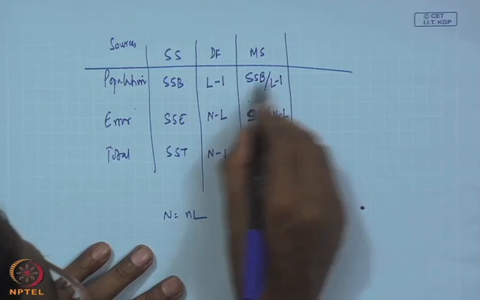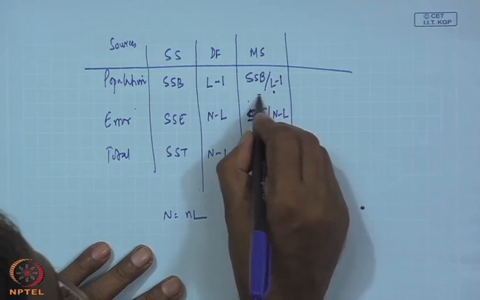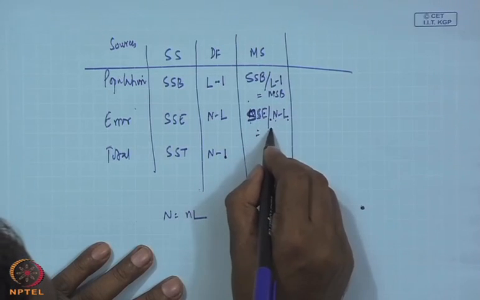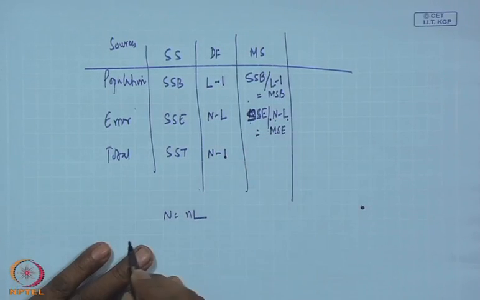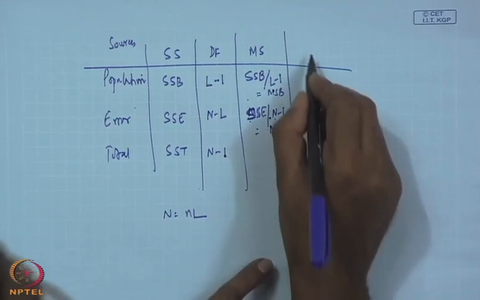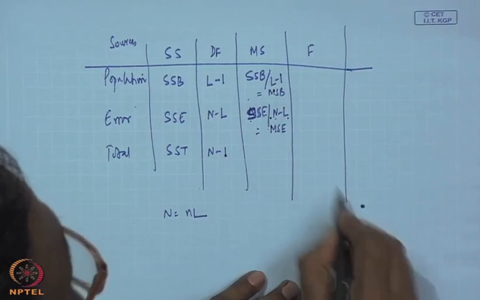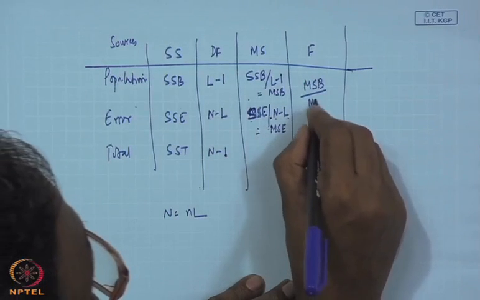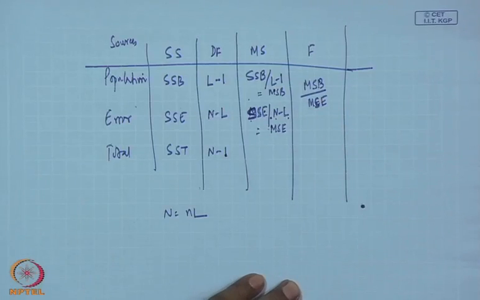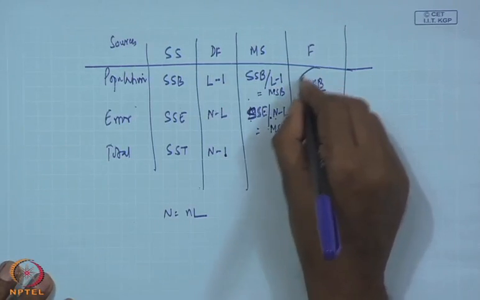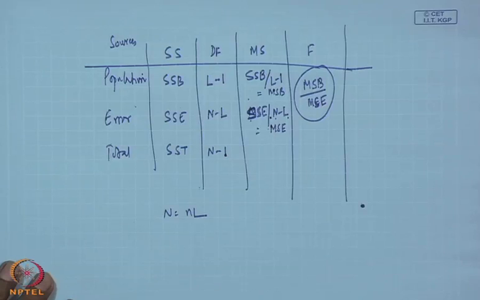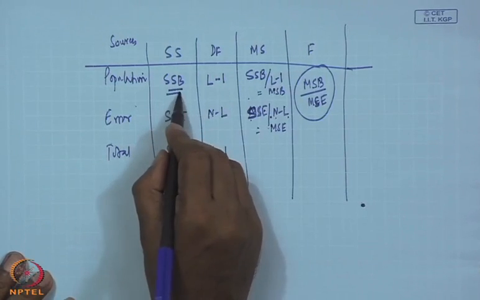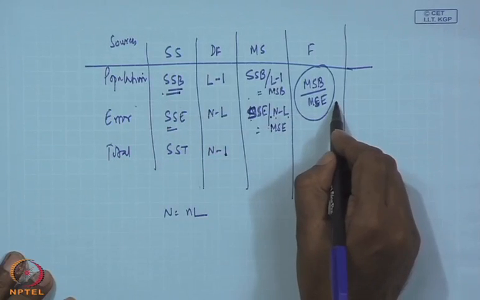So, that means SSB by L minus 1 is MSB, and SSE by N minus L is MSE. Now, you are finding a statistic called F, which is MSB divided by MSE. Why is it F distributed? Because it is a ratio of two chi-square variables: SSB is a sum of squares and SSE is a sum of squares, so the ratio of two squares is F distributed.